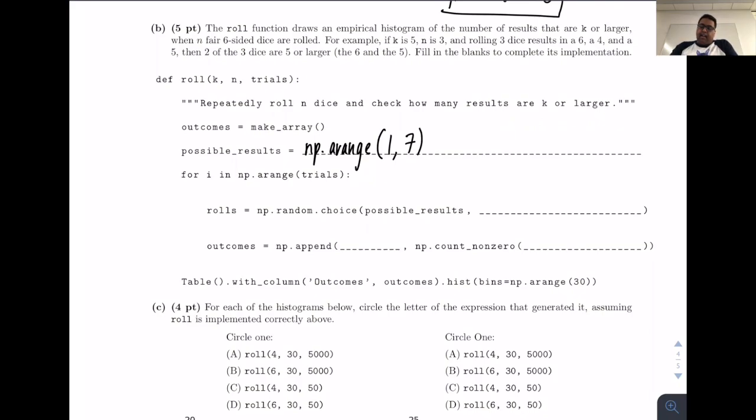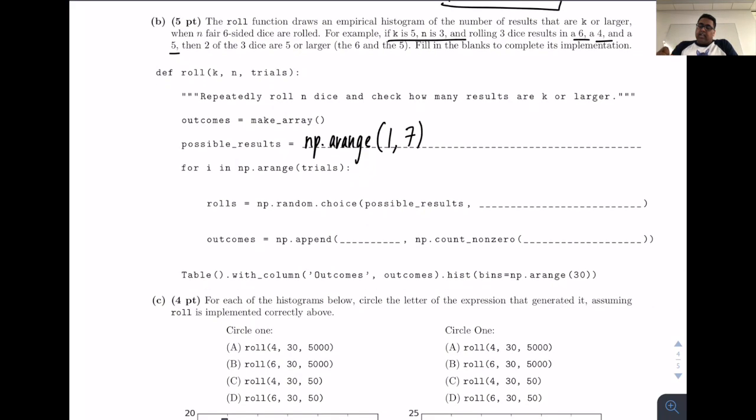So for i in np.arange(trials), meaning repeat this following block trials times, 5,000, 50, 10,000, whatever it is, rolls is going to be np.random.choice(possible_results, ...). Well, what's this asking us? This is asking us how many times we want to roll this die, right? Going back to our example, if n was 3, we took 3 results of the die. We rolled it once and got a 6, rolled it again and got a 4, rolled it again and got a 5. So we had to roll it n times.